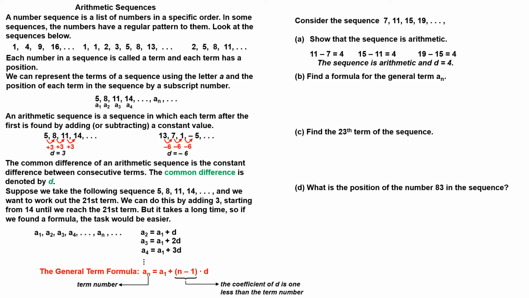Find a formula for the general term a sub n. Substitute the values of the first term and common difference into the formula. Use the distributive property and simplify.